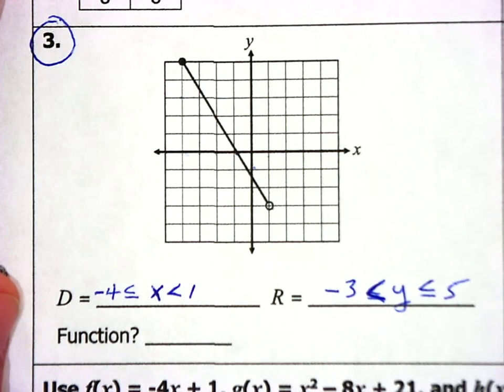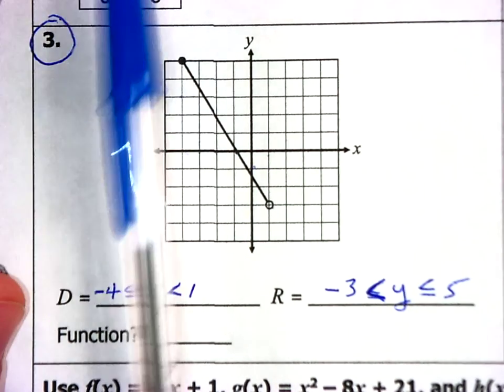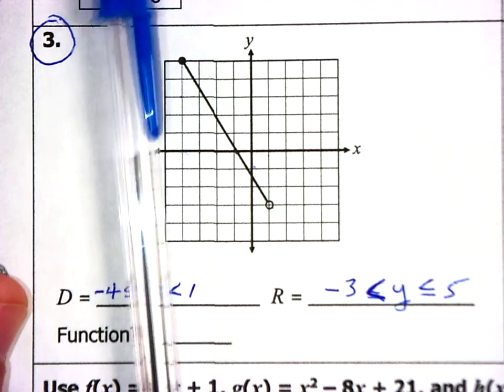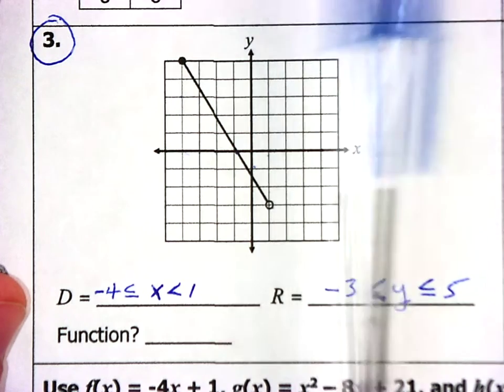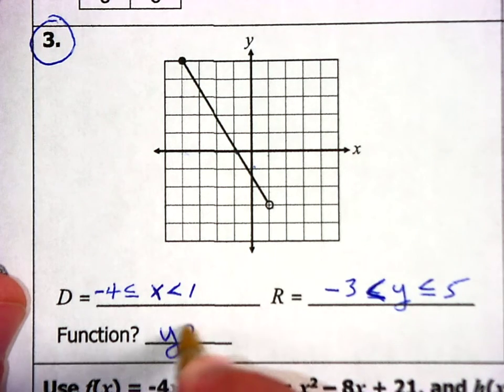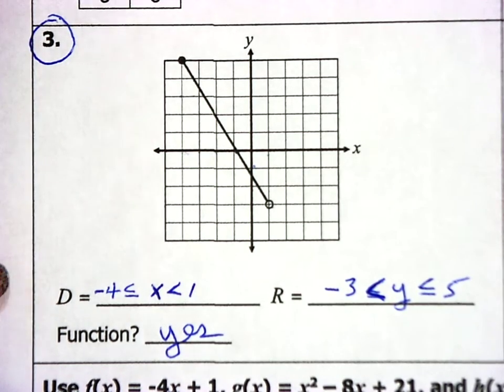All right, so let's do the vertical line test. Is that a function? Remember, if you hold a pen vertically and you scan your graph, you can only hit it in one spot at a time, and so yes, this is a function. Domain is x's, range is y's. Okay, we're good.